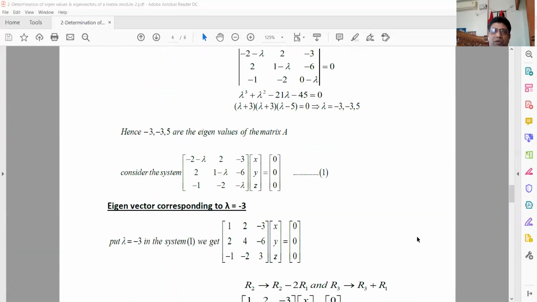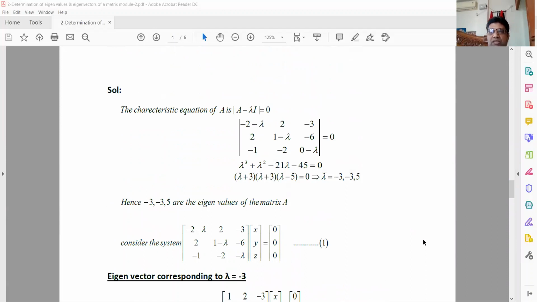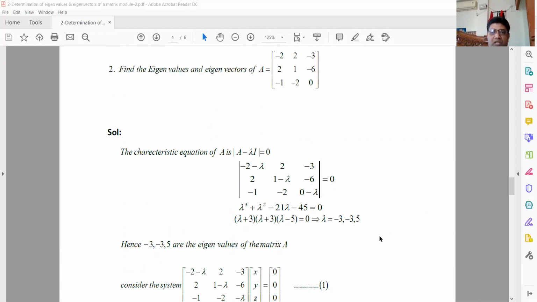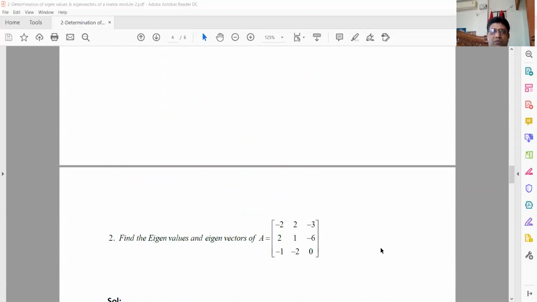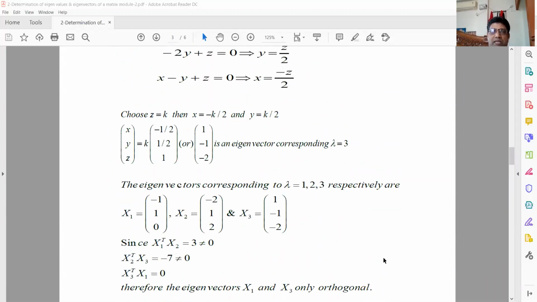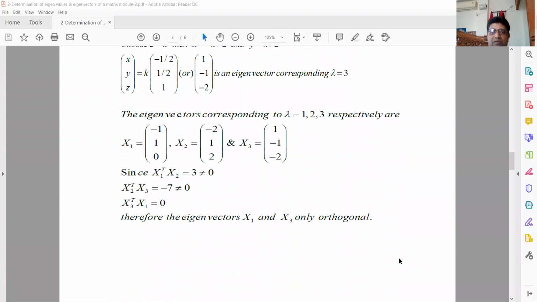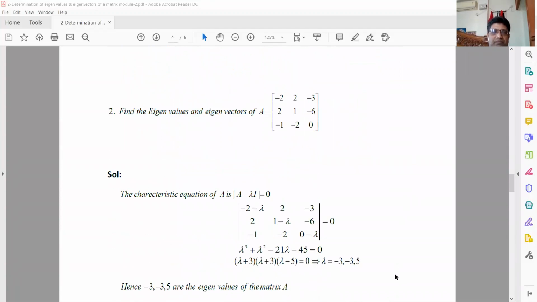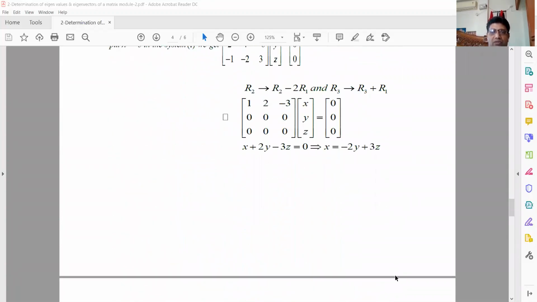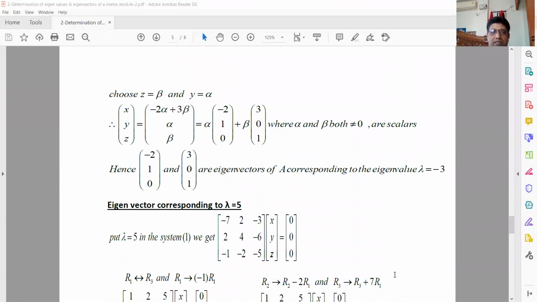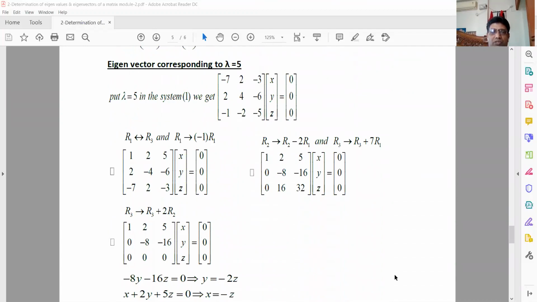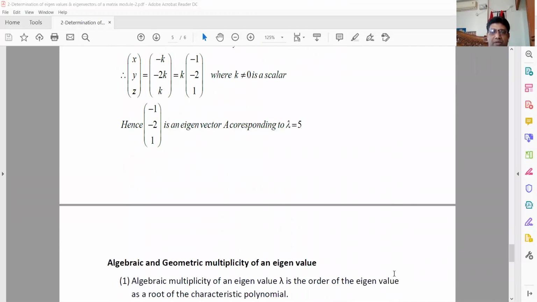So in the first problem, we have seen distinct eigenvalues. In the second problem, the eigenvalues are repeating. Procedure-wise it is 100% similar. The only difference comes whenever the eigenvalues are repeated, so you must be careful in choosing alpha and beta.